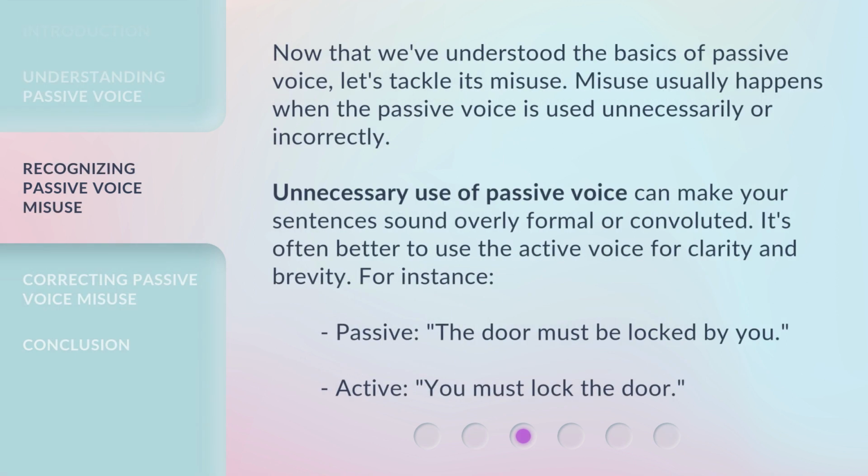Now that we've understood the basics of passive voice, let's tackle its misuse. Misuse usually happens when the passive voice is used unnecessarily or incorrectly. Unnecessary use of passive voice can make your sentences sound overly formal or convoluted. It's often better to use the active voice for clarity and brevity. For instance, passive, the door must be locked by you. Active, you must lock the door.